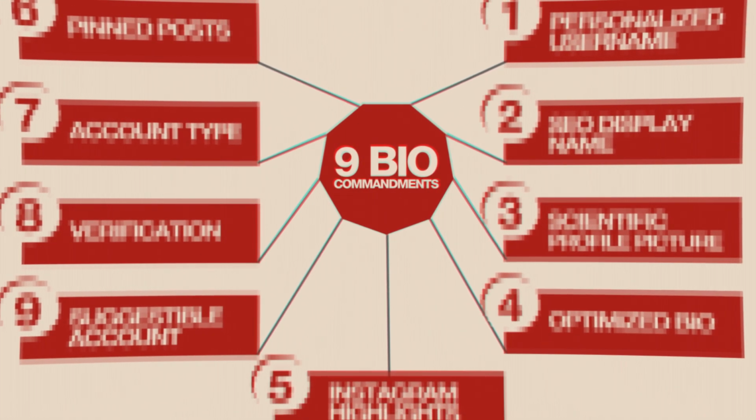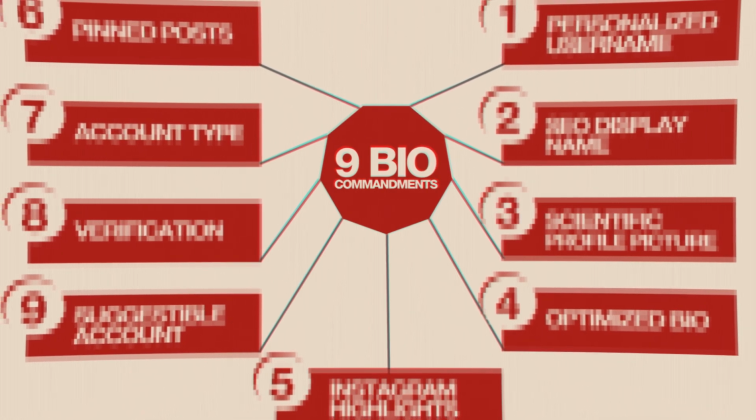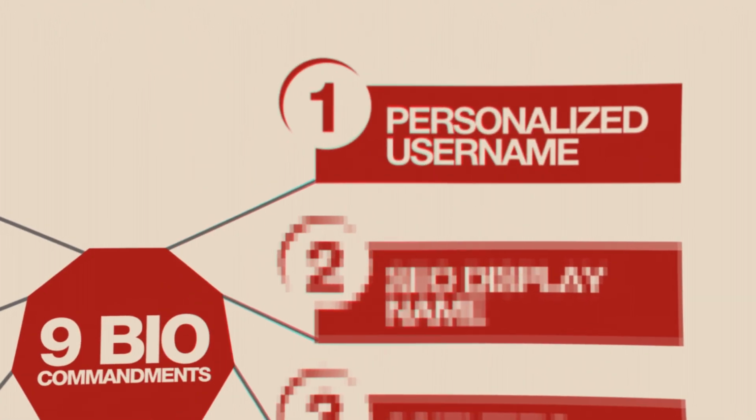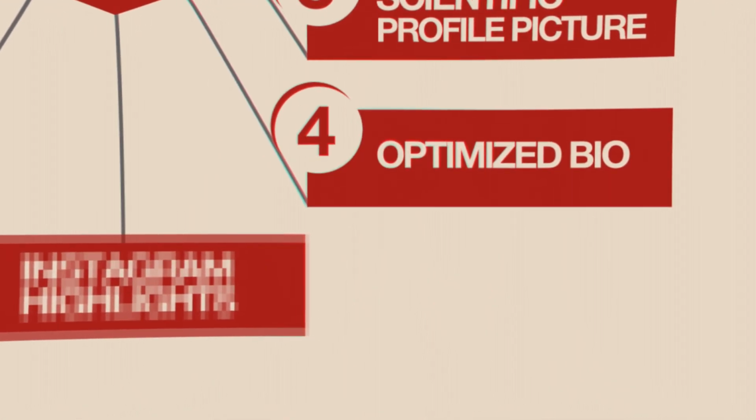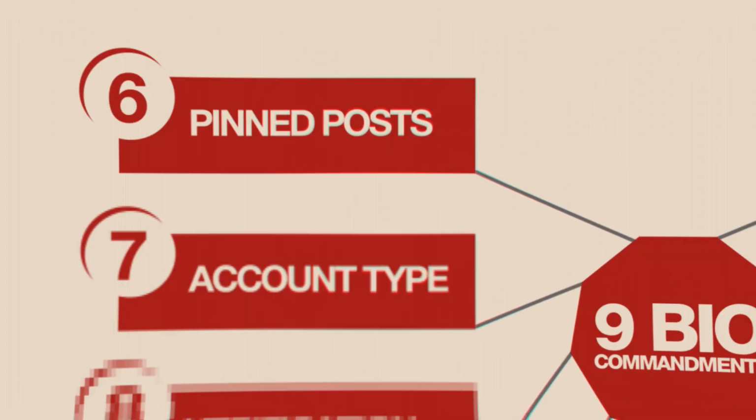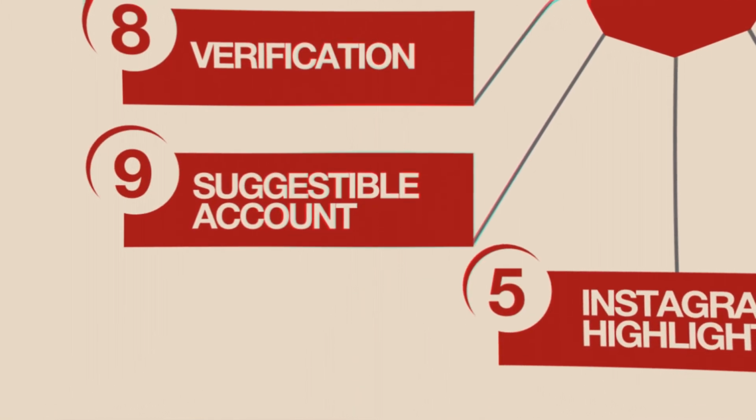I'm going to walk you through the 9 bio commandments that you need to build a perfectly optimized Instagram profile. These are your personalized username, SEO display name, scientific profile picture, optimized bio, Instagram highlights, Instagram pin posts, account type, verification, and suggestible account. Grab your phone and your laptop, you're gonna need it, because by the end of this video, you will have a completely optimized Instagram profile, and this is the only profile optimization guide you'll ever need to watch.